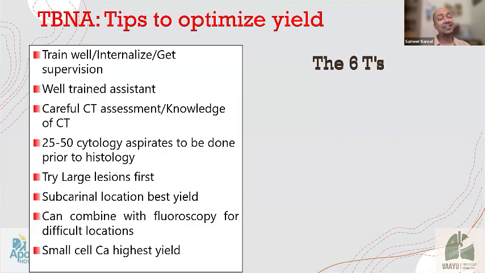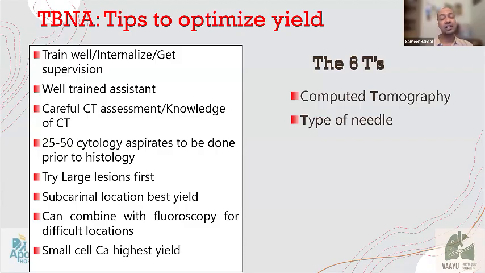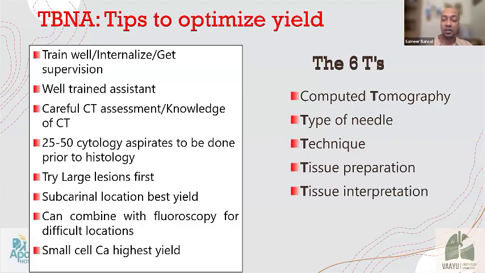Subcarinal location has the best yield, and it's very easy to identify, also usually free of vessels generally. You can combine it with fluoroscopy for difficult locations. Our experience and a few publications also show that small cell carcinoma has the highest yield. Of course, in India, the thing may be different with tuberculosis and all. And always remember the 6 T's of conventional TBNA: computed tomography, type of needle, technique, what you're following for, puncturing, tissue preparation, and tissue interpretation with trained assistants. This can take you a long way.